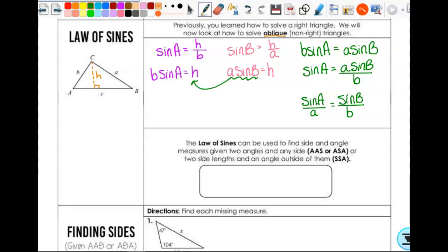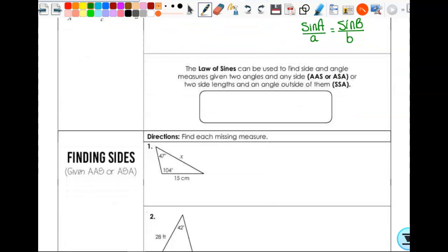Obviously, when you get to actually solving these, the angles usually aren't labeled A, B, and C. So it's just the sine of the angle over the side length that's across from it, the sine of the angle over the side length that's across from it. So your actual law of sines looks like this: the sine of A over a equals the sine of B over b equals the sine of C over c. But you only use two at a time. They just all work that way, okay?